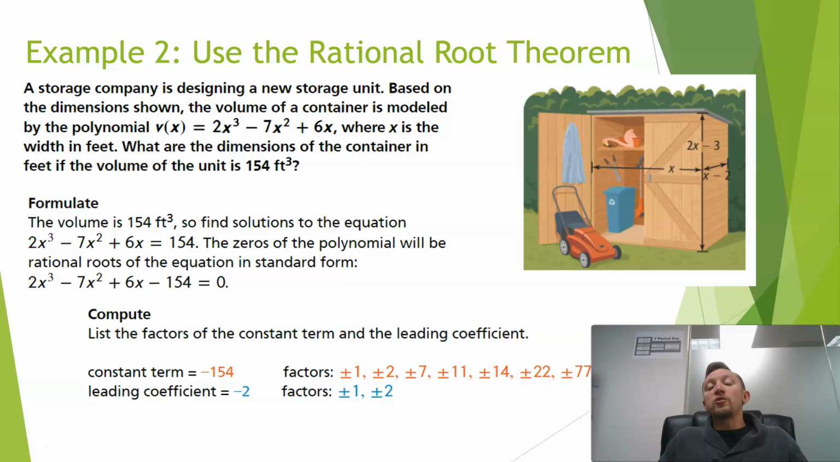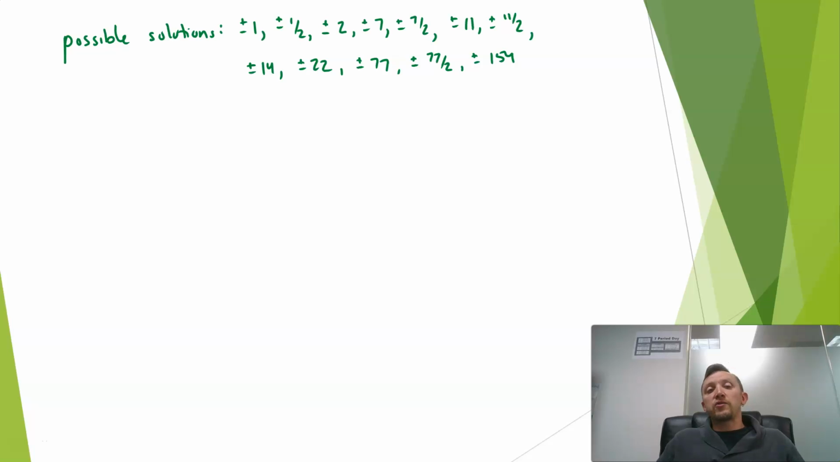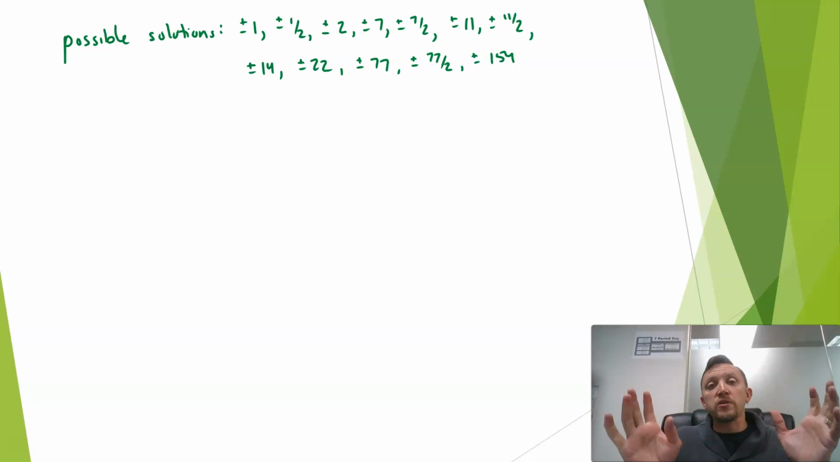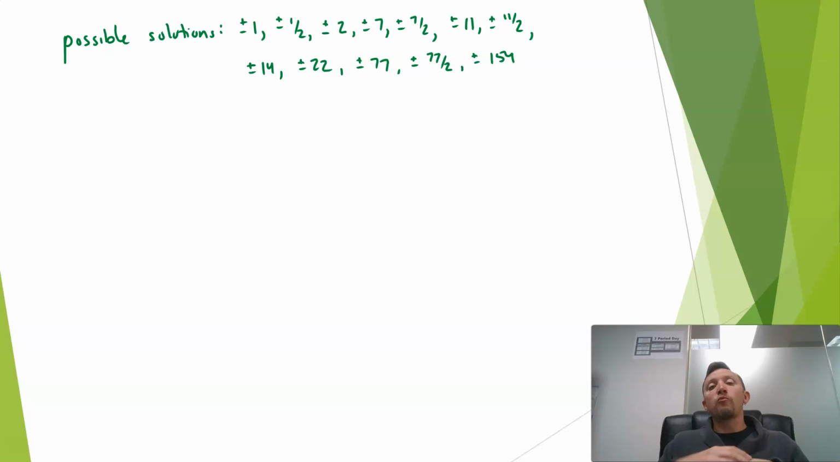So what we could do is list out all those possibilities. And so that's what I've done here. So if we list out all the possible solutions, that's what we would get. Now our goal, though, is to figure out, out of all of those, what is the actual solution? What is the one number from that huge list where if you put it in that equation, you get 0 as your answer?